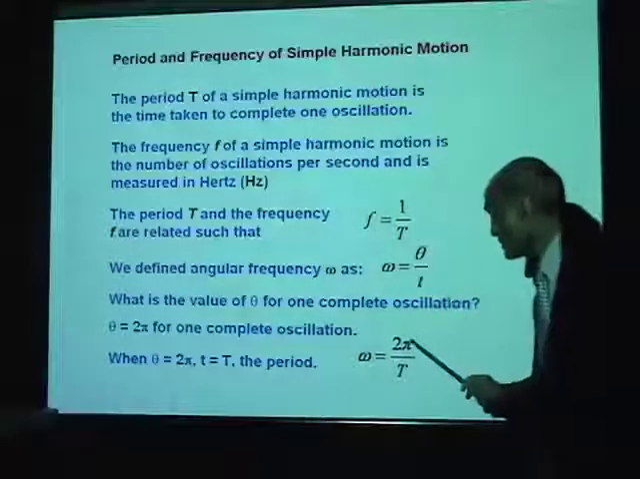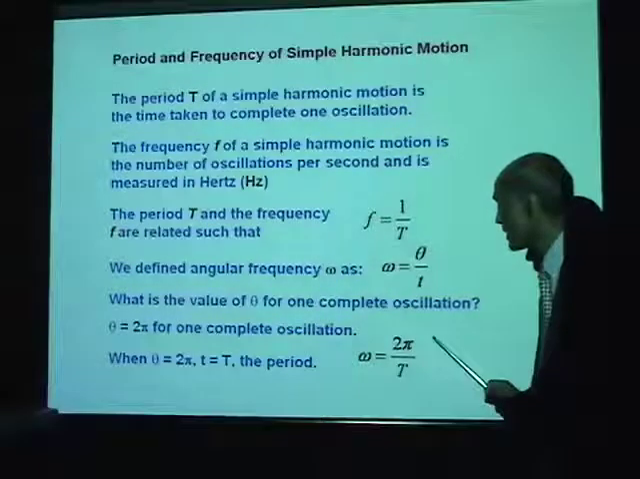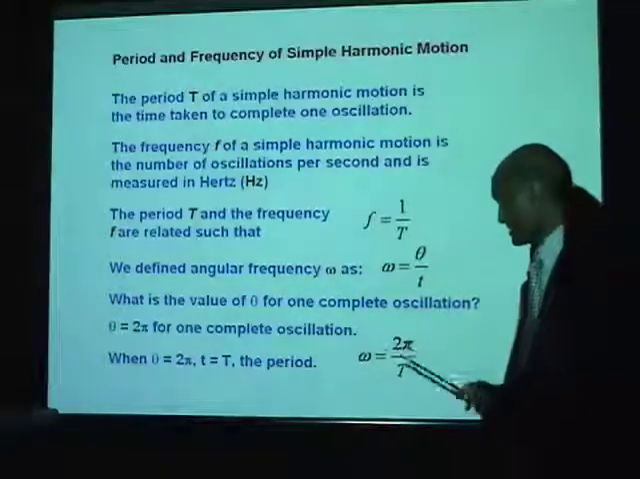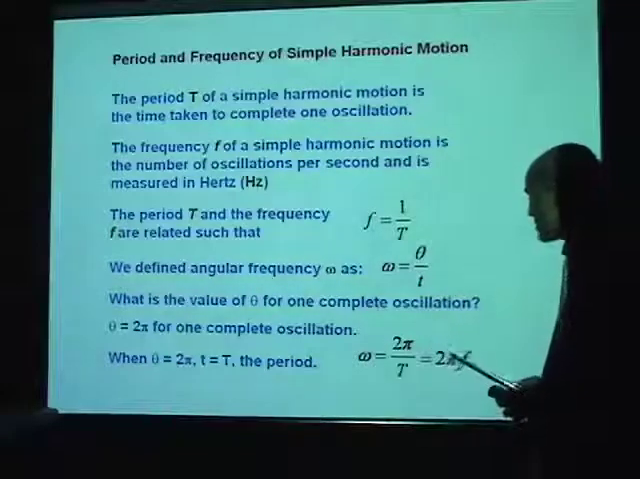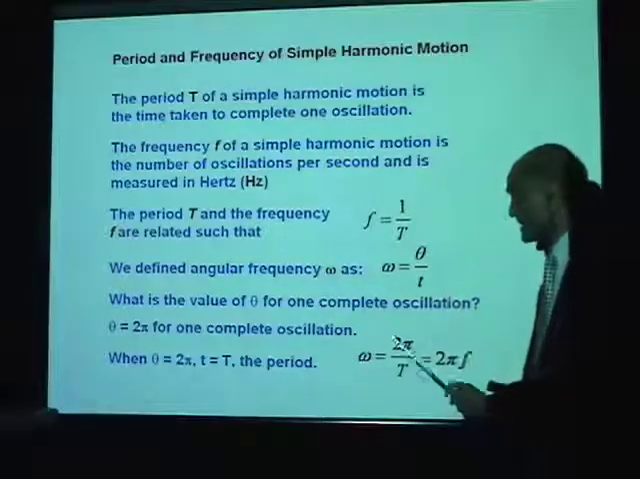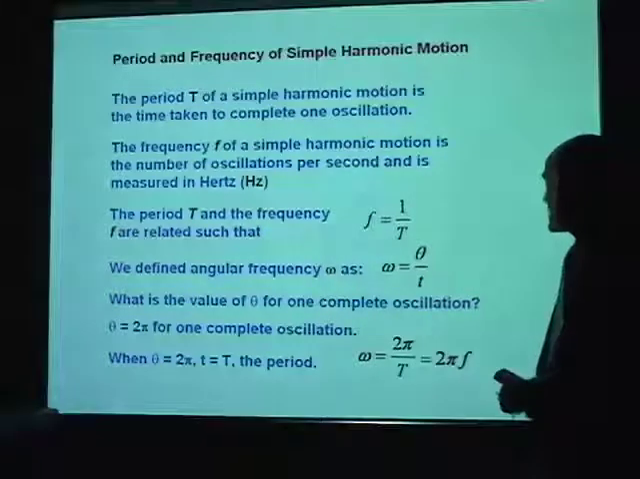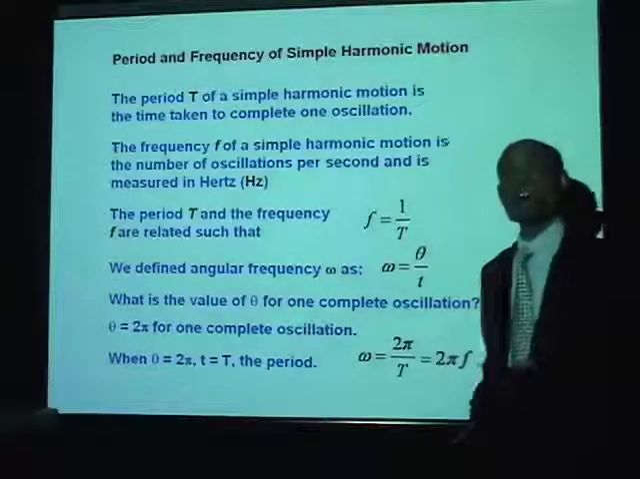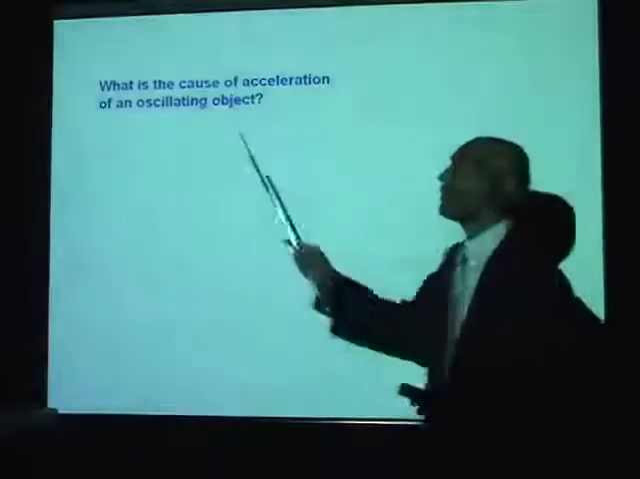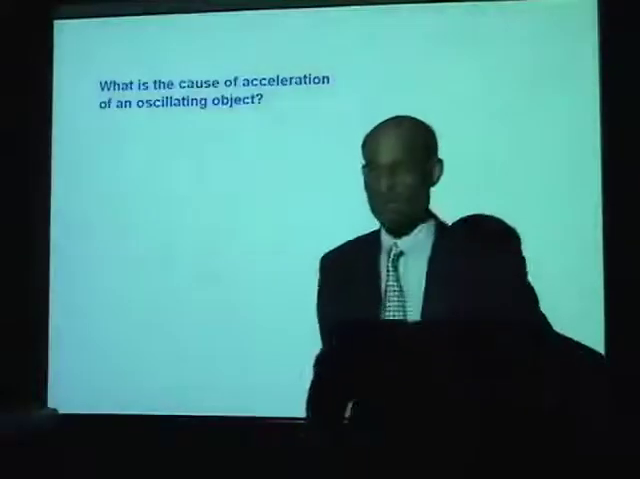All you need to do is, this can be written as 2 pi times 1 over the period. And 1 over the period is the frequency. And so, this can be written as 2 pi times the frequency. Is that right? So, omega equal to 2 pi divided by the period, which is the same as 2 pi times the frequency. Okay. What is the cause of acceleration of an oscillating object?